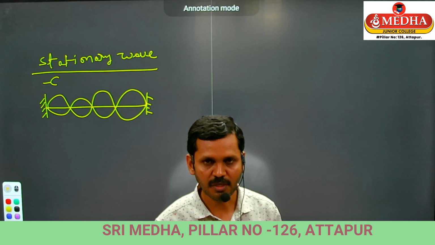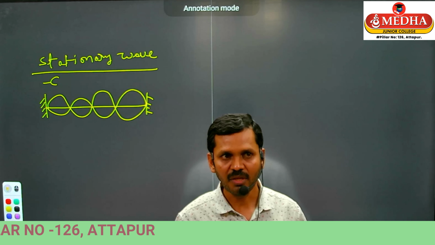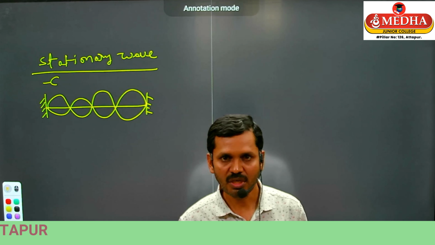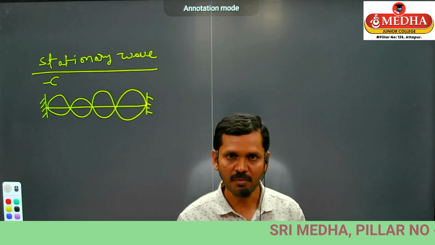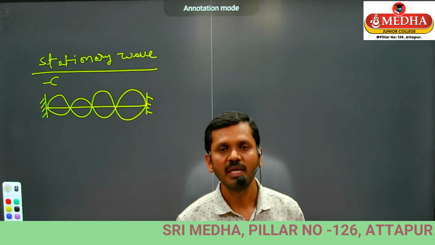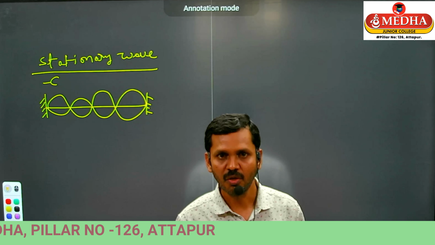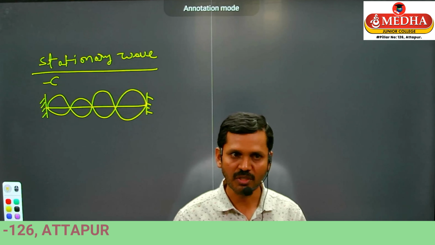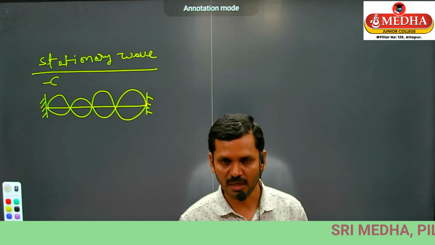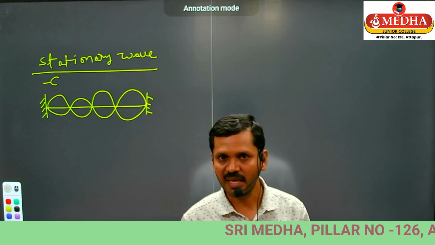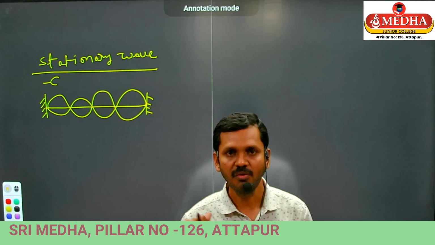The main difference between a stationary wave and a traveling wave is that in a traveling wave, energy and momentum are transferred through the medium, but in a stationary wave, energy and momentum are not transferred. The energy is distributed between only two points, called nodes. Later I will explain what a node and an antinode are. So clearly, energy is not transferred through the medium in stationary waves.